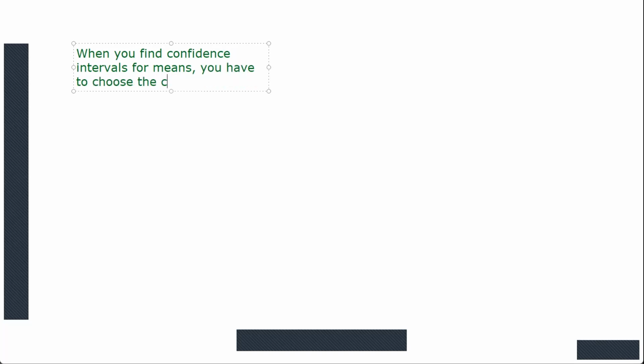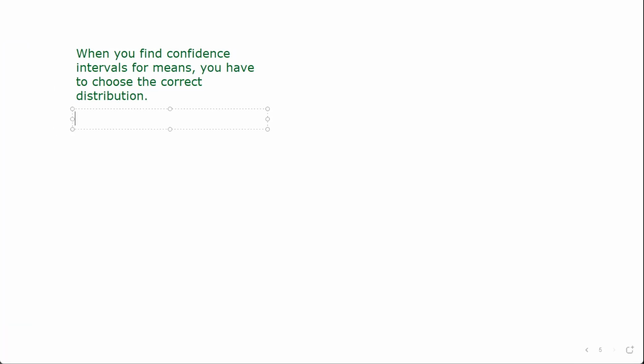This is going to come up in hypothesis testing in chapter 8 as well, but we don't have 8 on this quiz, so don't worry. When you find confidence intervals for means, you have to choose the correct distribution. We have Z or T. We have 2 of them. We are very familiar with the Z's. T's are new for us in this section.